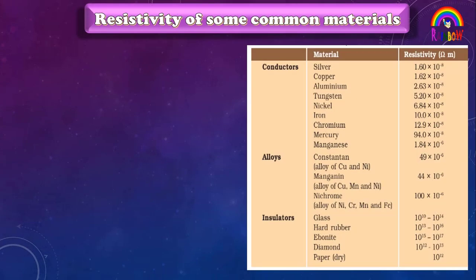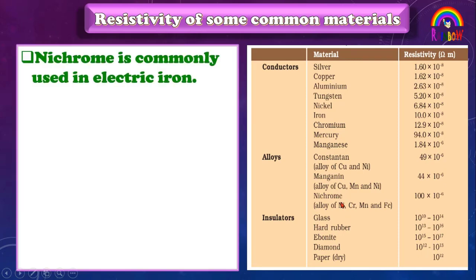This table shows electrical resistivity of some substances at 20 degrees Celsius. Here we can see that good conductors have very low resistivity and alloys, they have comparatively higher resistivity than the metals, and insulators, they have very high resistivity. Nichrome, which is an alloy of nickel, chromium, manganese and iron, is commonly used in electric iron because of its high resistivity. The resistivity of nichrome is 100 into 10 to the power minus 6 ohm meter.